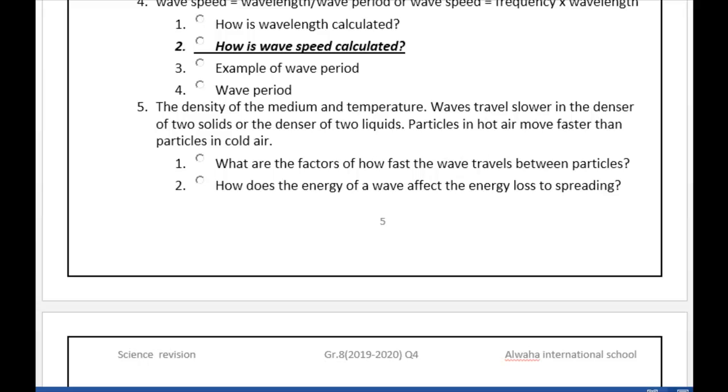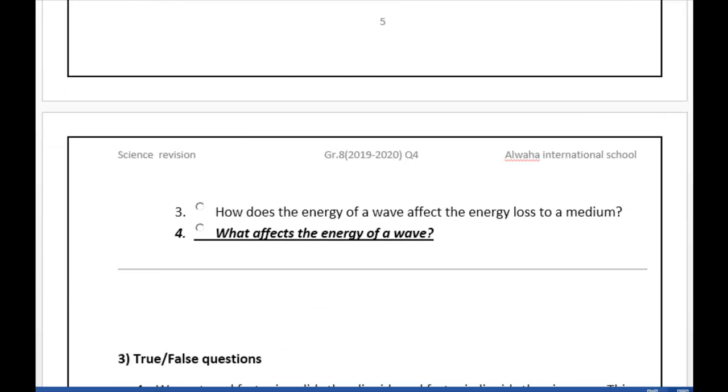Number 5, the density of the medium and temperature. Waves travel slower in the denser of two solids or denser of two liquids. Particles in hot air move faster than particles in cold air. What does this describe? What affects the energy of the wave?